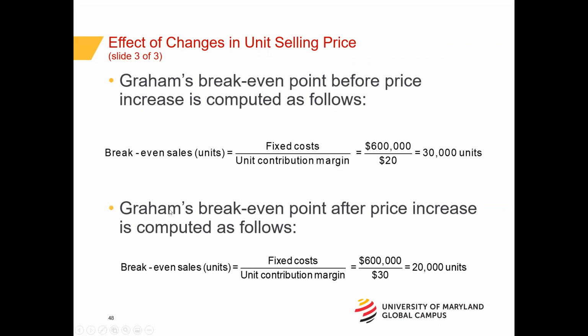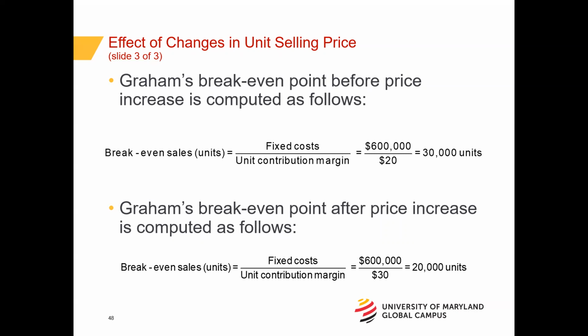Let's take a look. Fixed cost, 600,000, divided by unit contribution margin of $20 equals a current break even of 30,000 units. Right now I need to sell 30,000 units to break even.